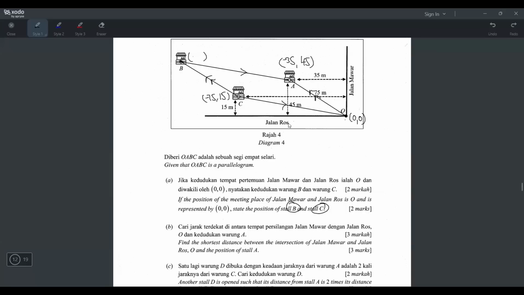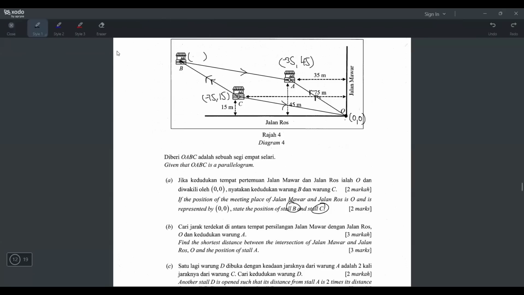Yeah, the x coordinate must be negative, because if this is 0, 0, and all these points are on the left side of 0, 0, it means all the x coordinates will be negative. But the y coordinate is positive because it's above the x-axis. It's above the x-axis, so the y coordinate is positive. But it's on the left side of the y-axis, that's why the x coordinate is negative. Okay, hopefully what I mentioned here makes sense to you.